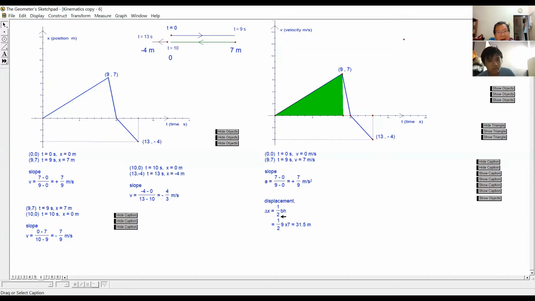Can you answer me? I have calculated this area here, and I say it is the change in displacement. I didn't say it's the displacement. Why delta x? Why is it not the other? Delta means the change, change in displacement. Can you answer this? Why do I say it's the change in displacement?